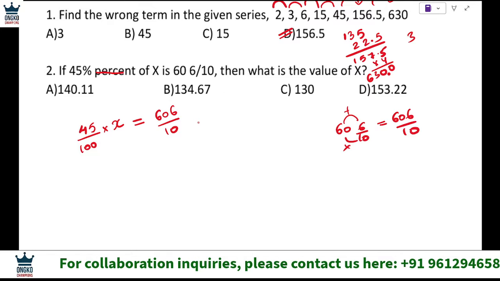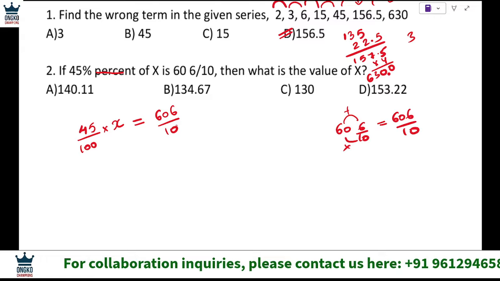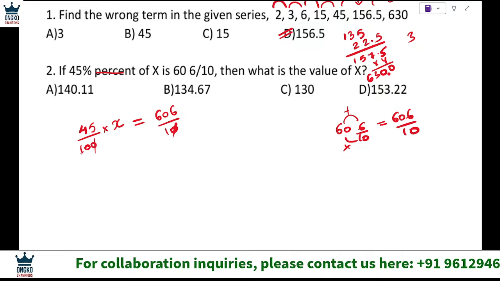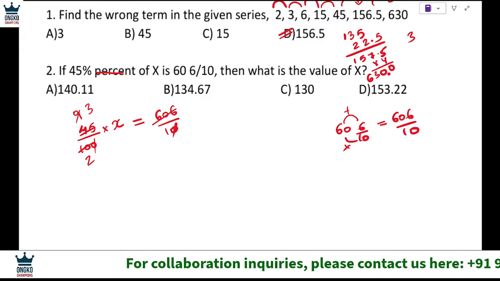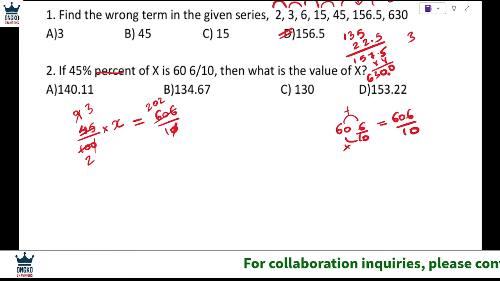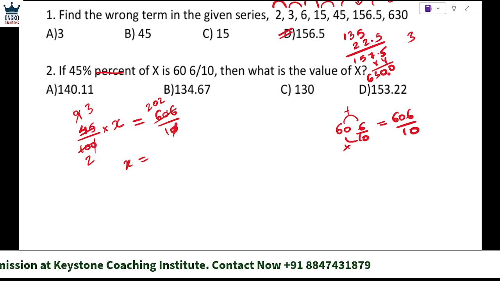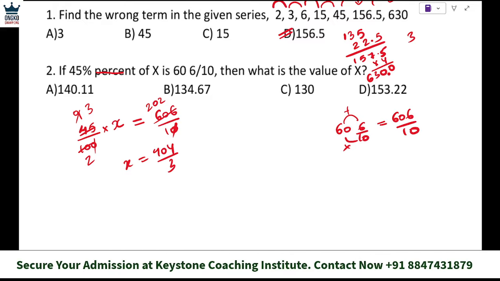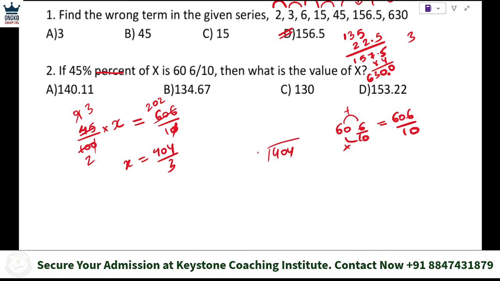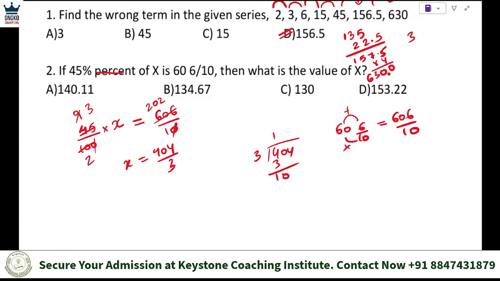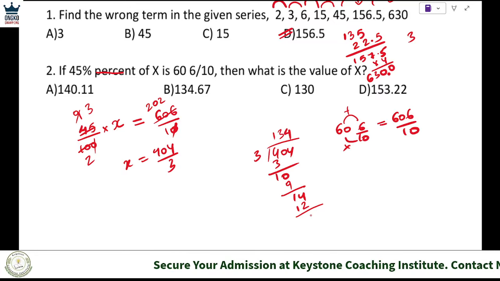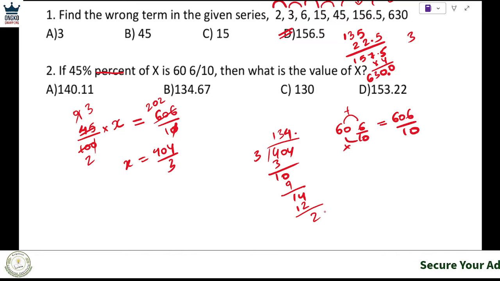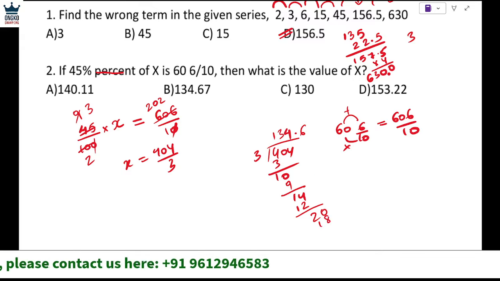Then they ask us to find the value of x. So cancelling the zeros, and here 5 2 times, 5 9 times, 3 3 times, 3 2 times. So here x is equal to 2 times 202, which gives 404 divided by 3. If we divide 404 by 3, 3 1 times is 3, 10 minus 9 is 1, 14, 3 4 times is 12, remainder 2, then 20, 6 times is 18.